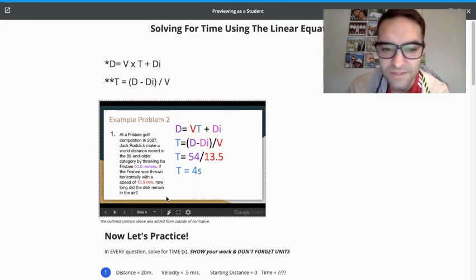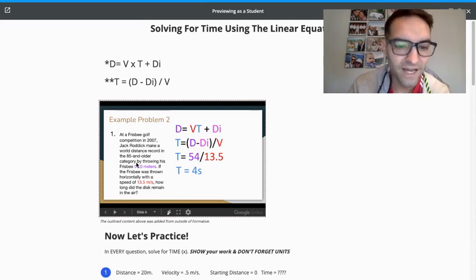Next, we have word problems again. An important part of this is, can you pull out the important information? At a Frisbee golf competition in 2007, Jack Roddick made a world distance record in the 85 and older category by throwing his Frisbee 54 meters. Hopefully we see, okay, there's a distance. If the Frisbee was thrown horizontally with a speed of 13.5 meters per second, there's a velocity. How long did the disc remain in the air? So it's asking for time. We plug in those numbers. We have our distance of 54 meters divided by 13.5 meters per second, and that will get you 4 seconds.